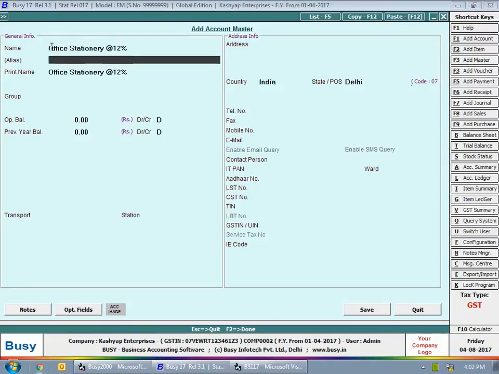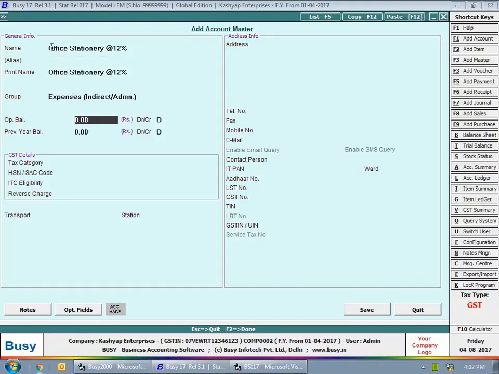Now office stationery can be chargeable at different rates, like registers and letter pads chargeable at 18%, and ball pens, pencils and erasers at 12%. So you need to create separate expense accounts for different tax rates. Here first we are creating an account for office stationery at 12%. Take its group as Expenses Indirect, tax category GST 12%.